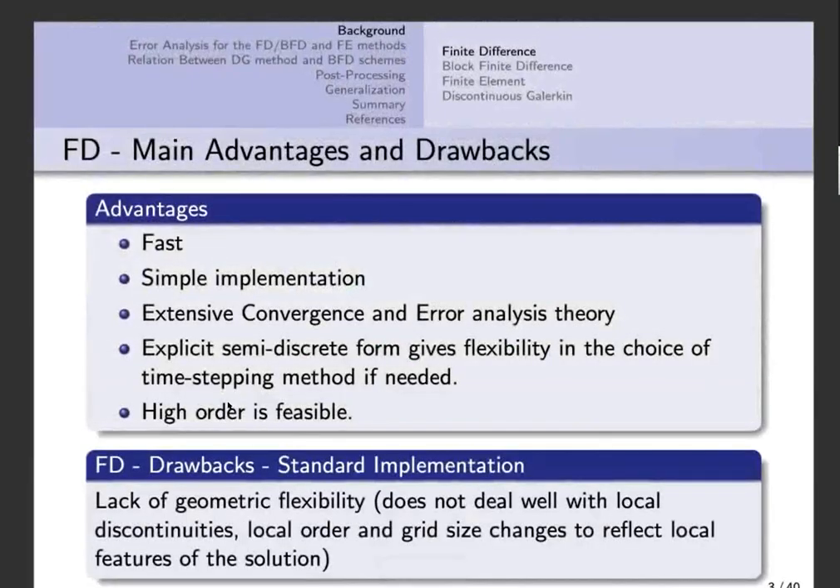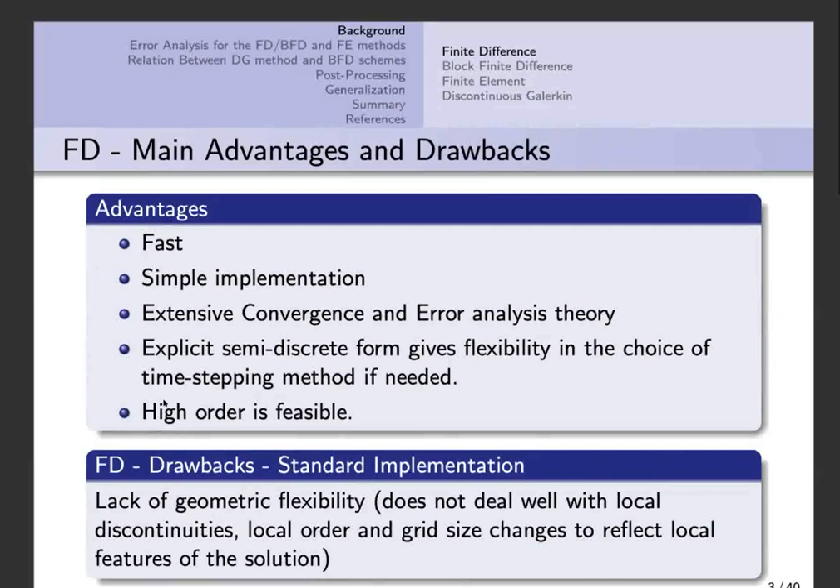So, the main advantages and drawbacks of this method. First of all, the main advantage which makes it a very largely used method is that it is a fast and very simple implementation. We have an extensive convergence and error analysis since it's a very standard method. And we can get an explicit semi-discrete form, which gives us flexibility in the choice of time-stepping method if needed. And of course, higher order is feasible.